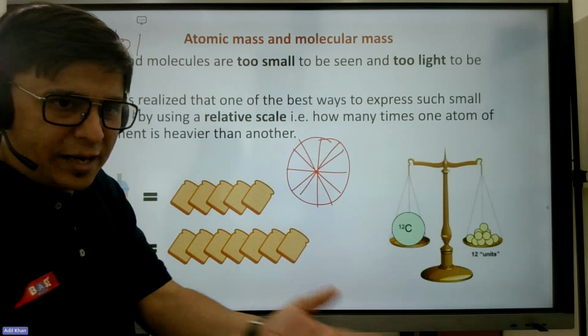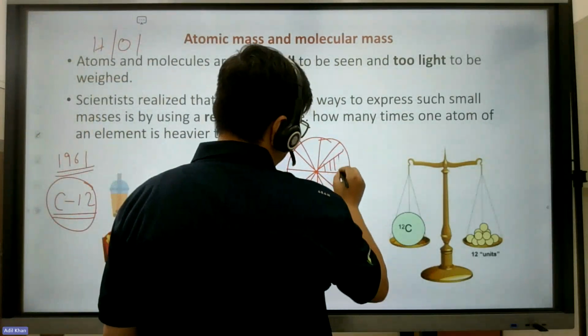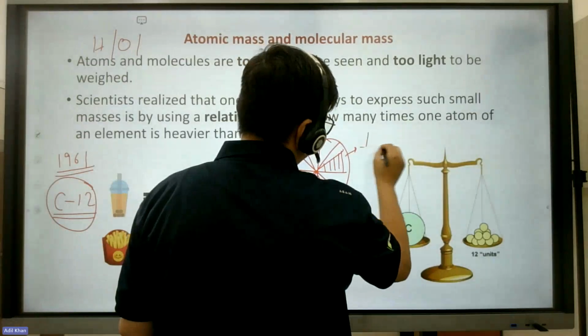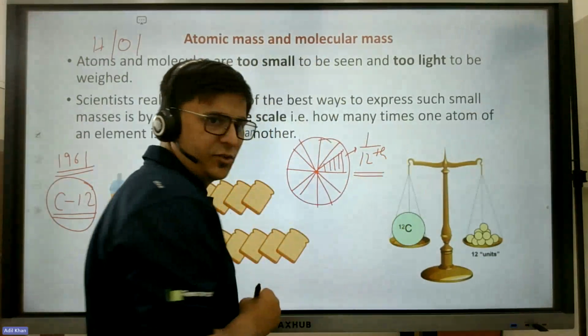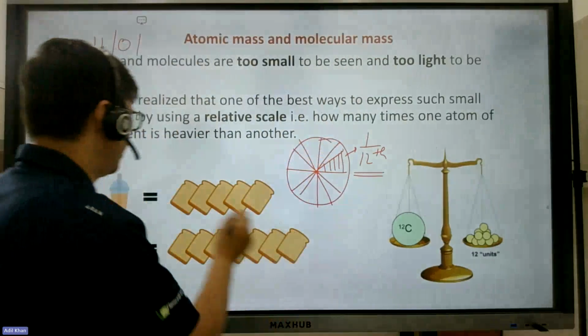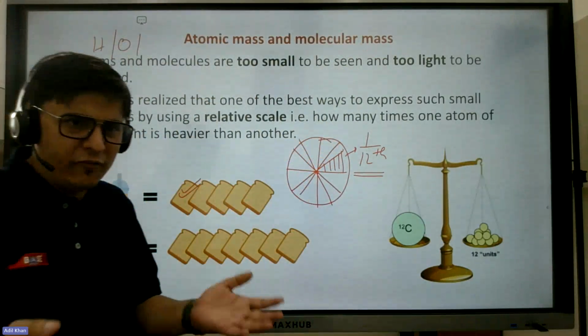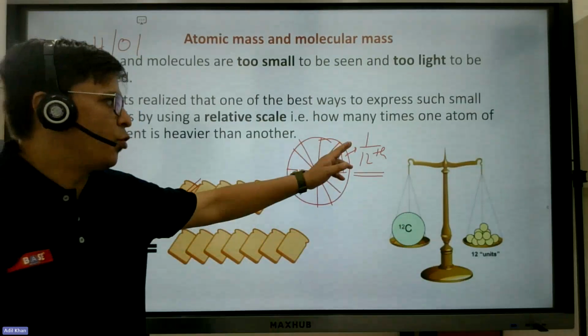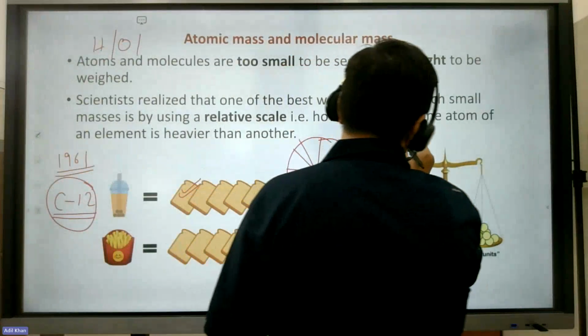Why? Because it is carbon 12, the mass is 12. And one of these units of this carbon is known as 1/12th part of carbon 12. And this 1/12th part of carbon 12, you can relate it to one slice of bread. You have various pieces of bread slice now. So 1/12th part is the smallest part, which we refer to as 1U.